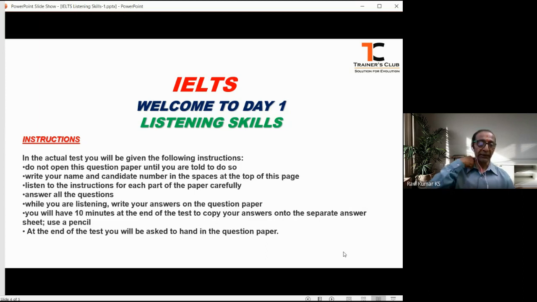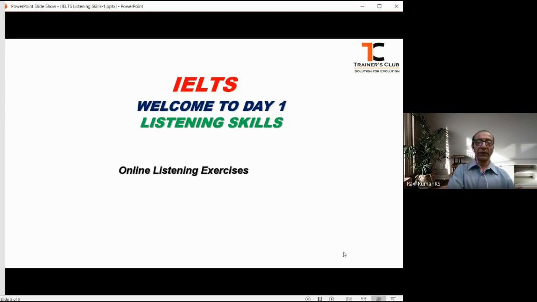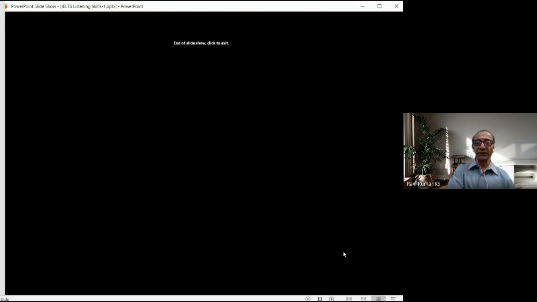Then at the end of the test, you will be asked to hand in the question paper. Once the test is over, after 10 minutes, they will ask you to hand over the answer sheet and the question paper to the invigilator. So you have to give back both together. I hope this is very clear to all of you. Nice. Then let us get into the online listening exercises.